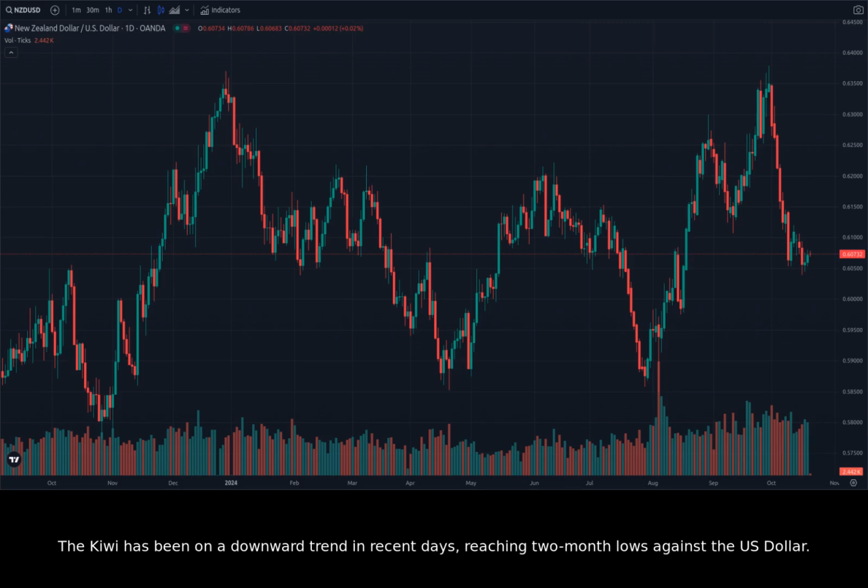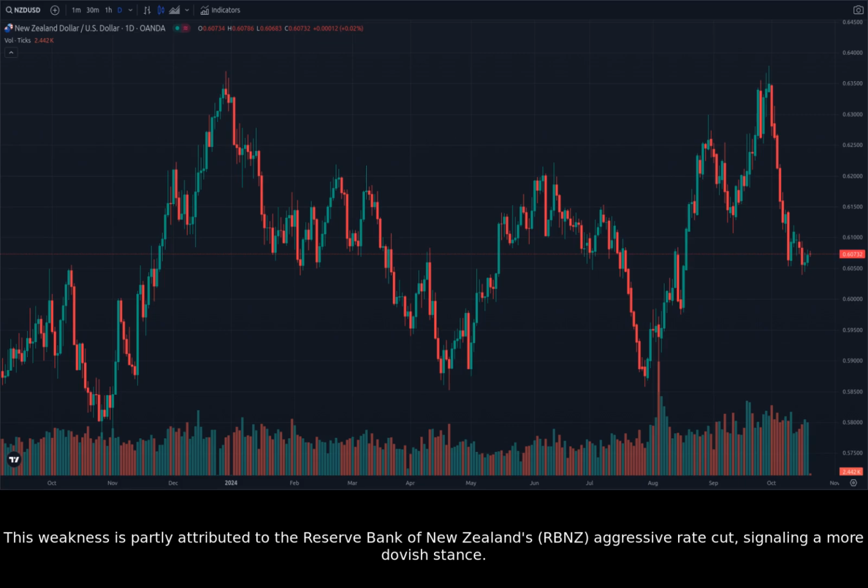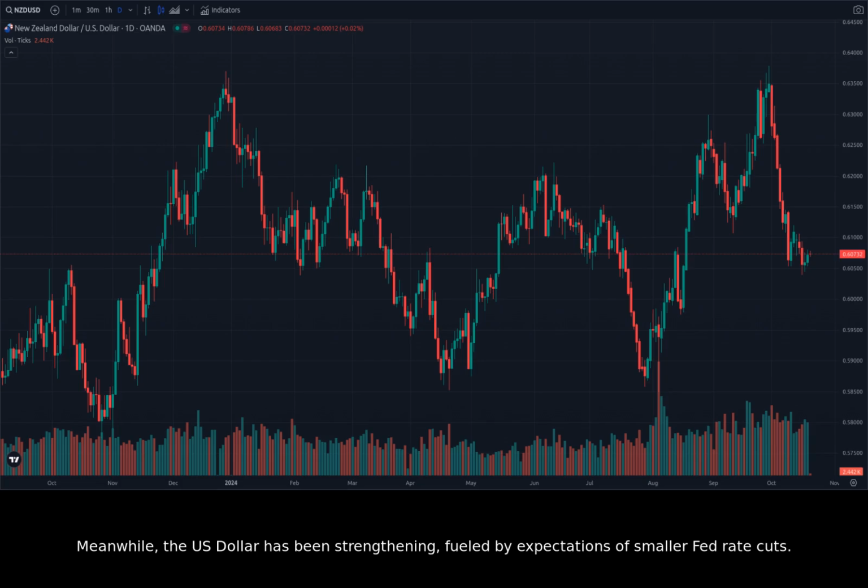The Kiwi has been on a downward trend in recent days, reaching two-month lows against the US dollar. This weakness is partly attributed to the Reserve Bank of New Zealand's, RBNZ, aggressive rate cut, signaling a more dovish stance. Meanwhile, the US dollar has been strengthening, fueled by expectations of smaller Fed rate cuts. The current rate of NZDUSD is hovering around 0.60684, down 0.06% in the past 24 hours.